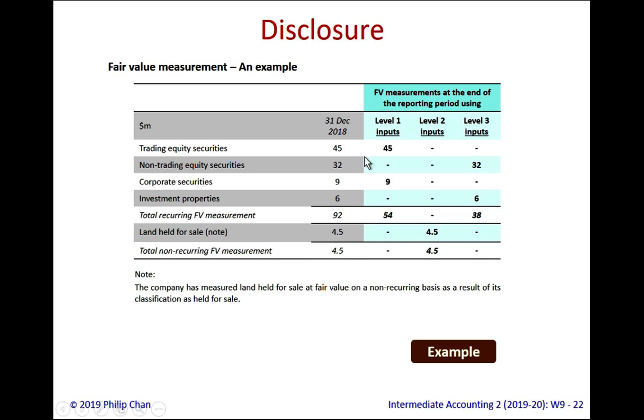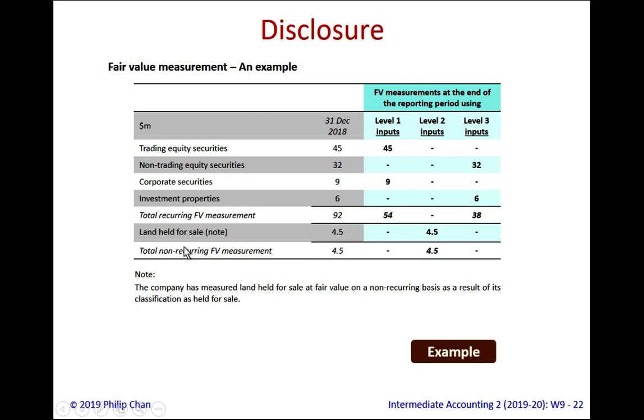Okay, and what you have to do is open up 3 columns here. Remember, they are notes disclosure, and that means they won't be shown on the face of the statements of financial position. So this 3rd column would then be a notes info. What you have to do is inform the users of financial statements. In fact, this 45, which means the trading equity securities and the corporate securities, they are in fact level 1 inputs. They are observable inputs, likely to be quoted price input.